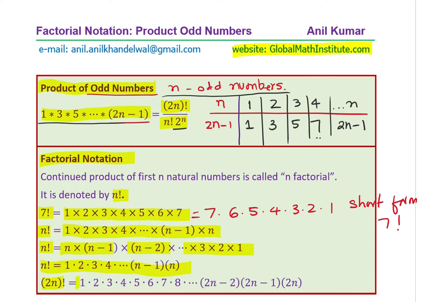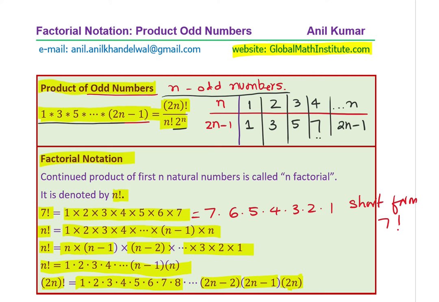That means we'll go from 1 and end at 2n. You see that? 1 less than 2n, 2 less than 2n will be the last three terms. Perfect. So now I think you understand what is 2n factorial. Perfect. So that gives us a level ground to begin with the proof that the product of odd numbers is 2n factorial over n factorial times 2 to the power of n.